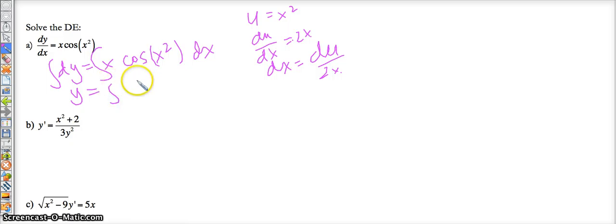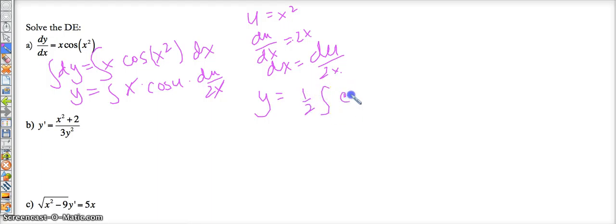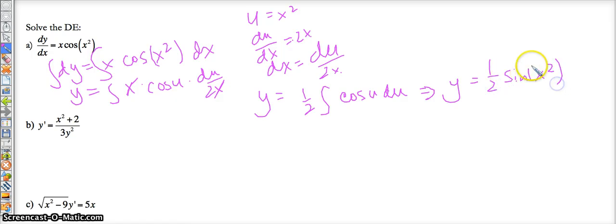So that means I have the integral of x times the cosine of u times du over 2x. My x's say sayonara, and there's a 1/2 I'm pulling out. So I have y is equal to 1/2 times the integral of the cosine of u du. And the antiderivative of the cosine is the sine. So that means this tells me then that y is equal to 1/2 sine of x squared, and most importantly, plus c. So this represents the general solution to this differential equation.